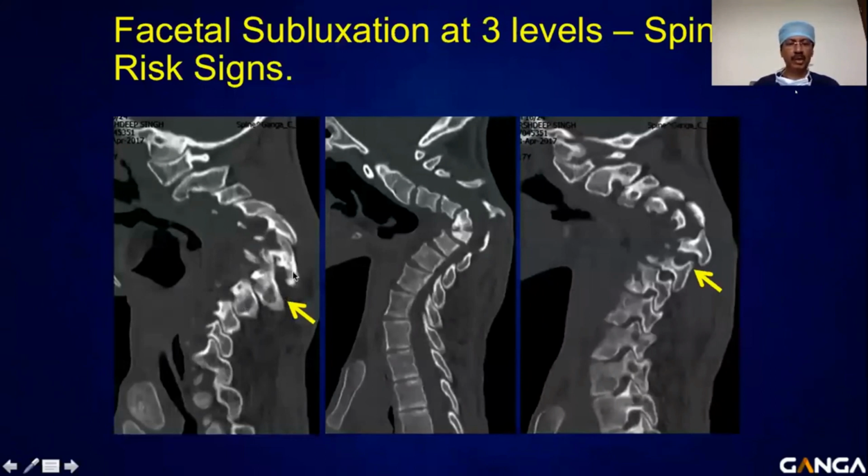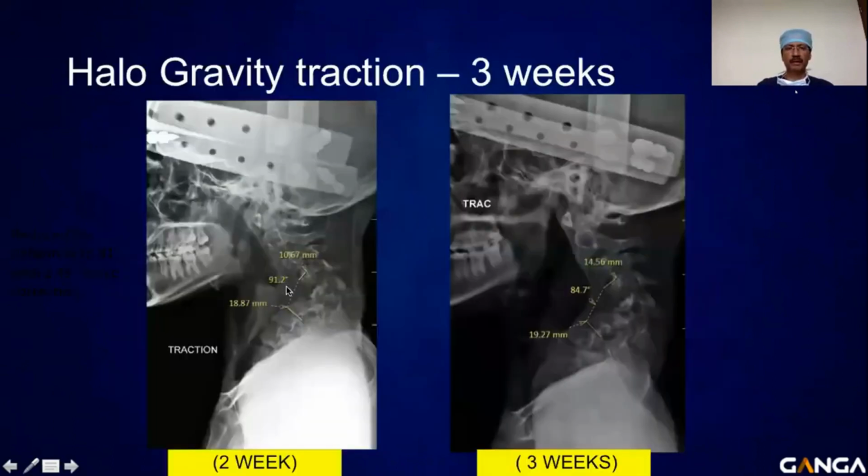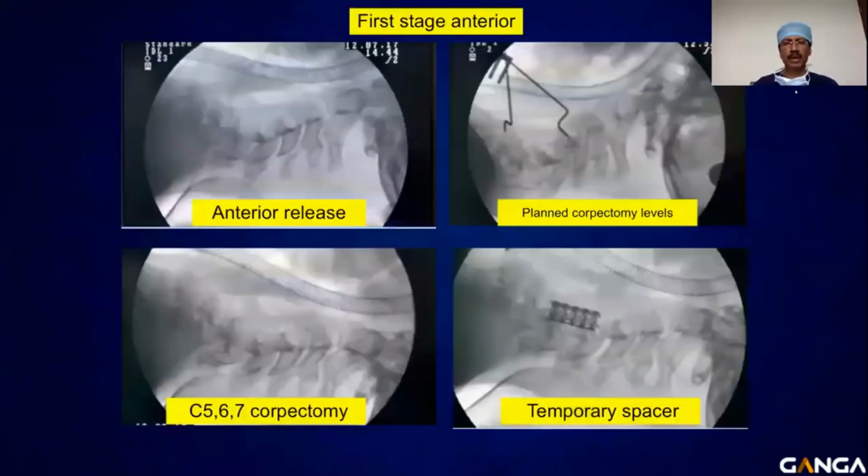And as usual in all these huge deformities, which we can term a buckling collapse, you can see that at multiple levels the facet joints are completely dislocated. Now, our idea of this surgery was that we would loosen and straighten the curve as much as possible by a halo gravity traction, which we applied for 3 weeks. And this was quite useful to reduce the kyphosis to 84 degrees.